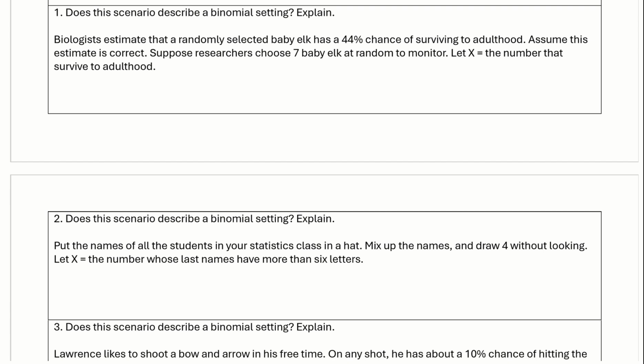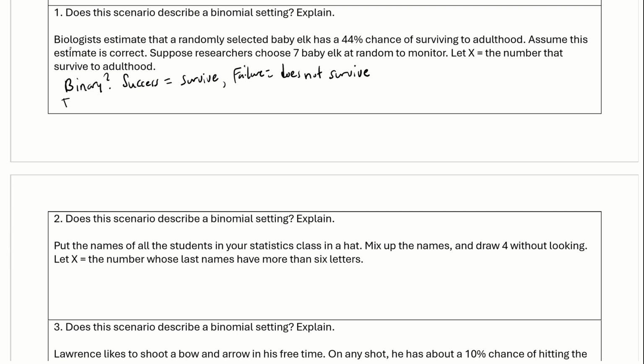All right, and then we're going to see if this follows BINS, so BINS for binomial setting. Is it binary? I'm going to say binary. In this case, yes, we have success is survival, or survive. Failure equals does not survive.